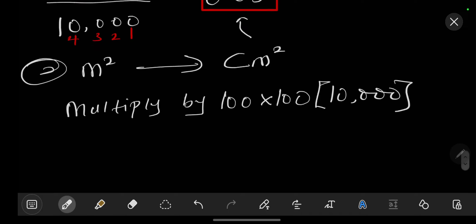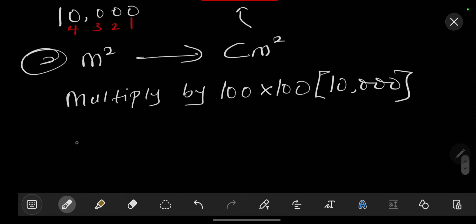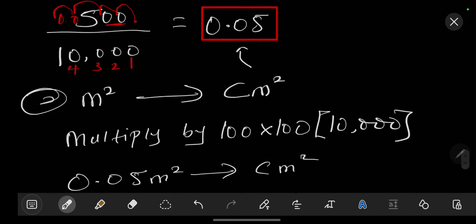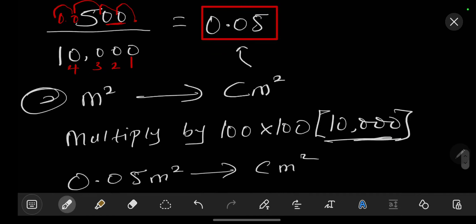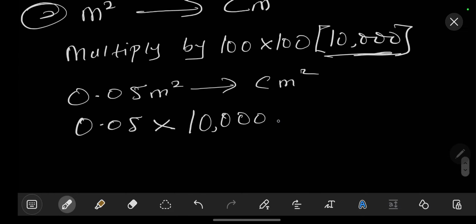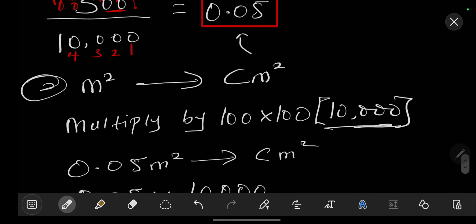Now, converting your 0.05 meter square back to centimeter square, you take that value, which is 0.05, and you multiply it by 10,000. I believe you know how we got 10,000, right? If you do that, you're basically going to get the exact opposite, like this number.